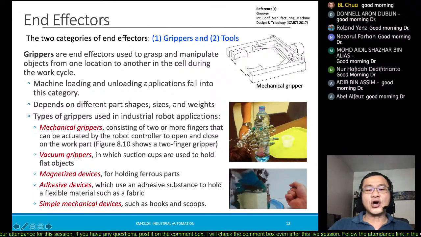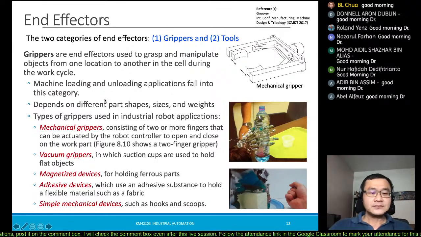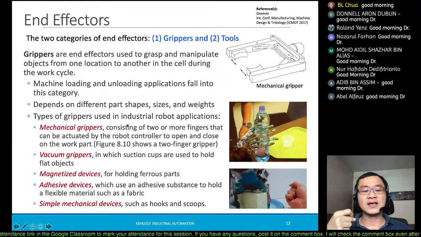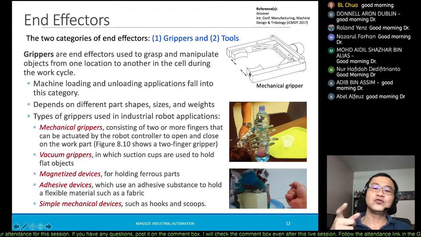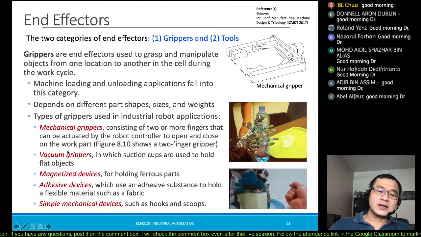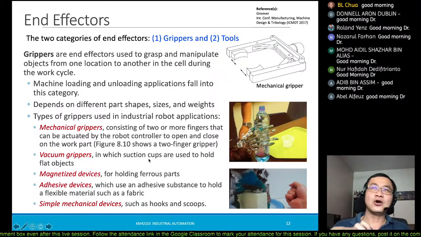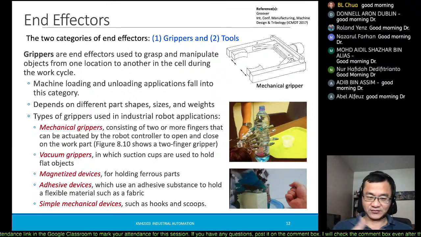So that depends on the object shape that you intend to manipulate, right? Again, you can see that in industrial robot applications, there is the mechanical gripper, very common, which consists of two or more fingers. Okay, so the most typical one is two fingers. Then you may also want to use a vacuum gripper with vacuum cups, so that you can hold on to or move the cups, lift it up and down, as long as the object has a flat surface.